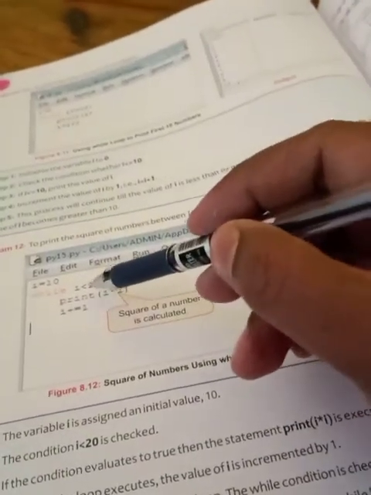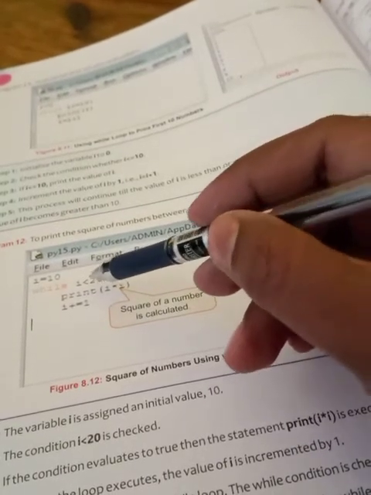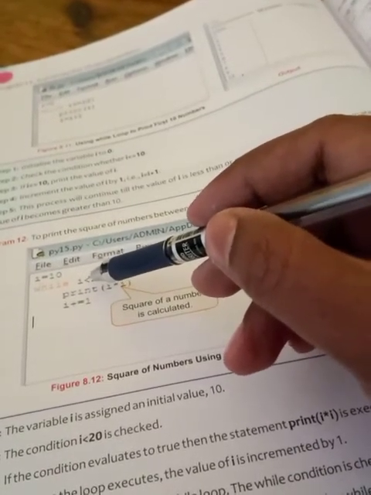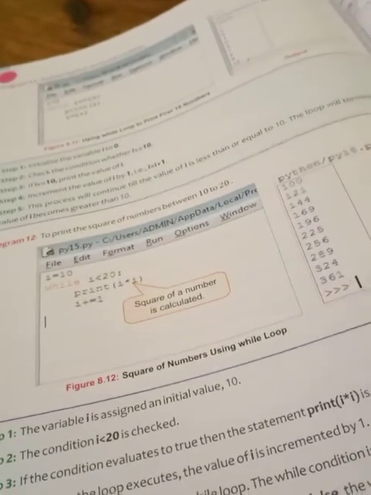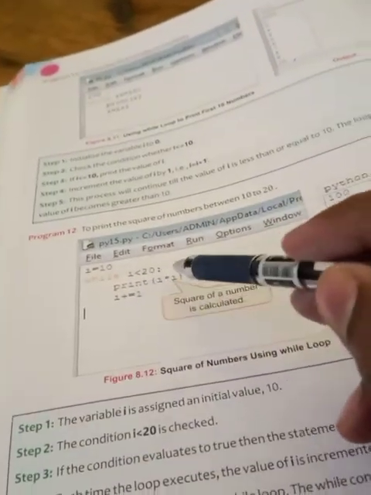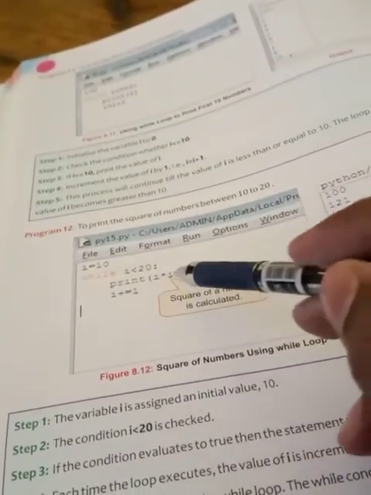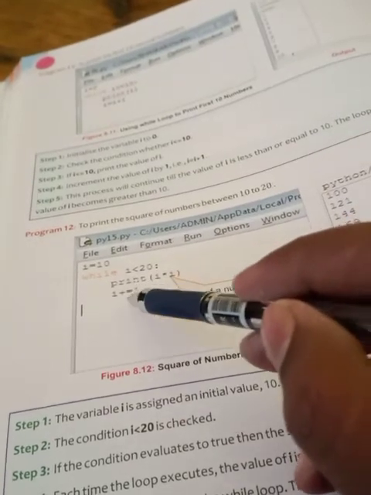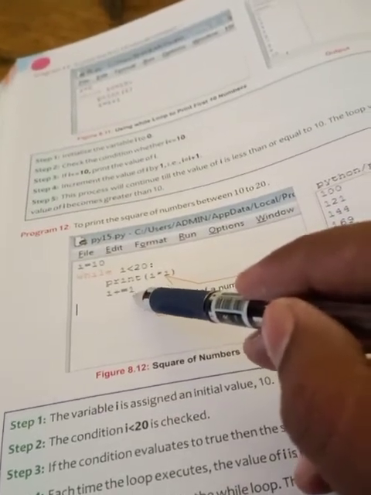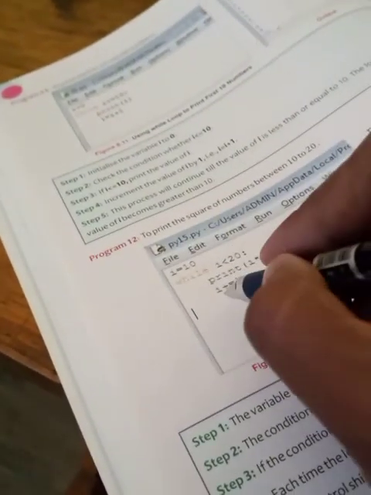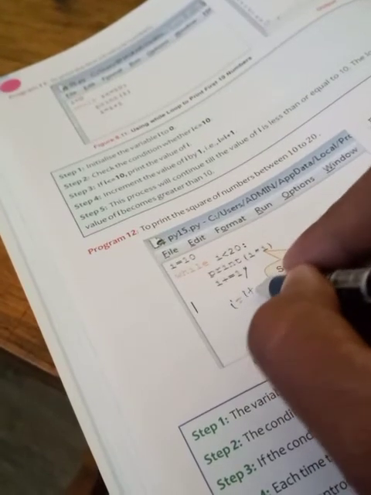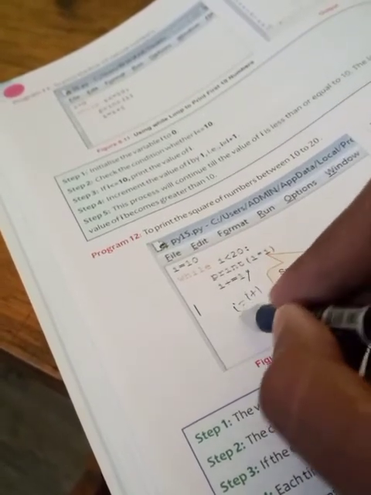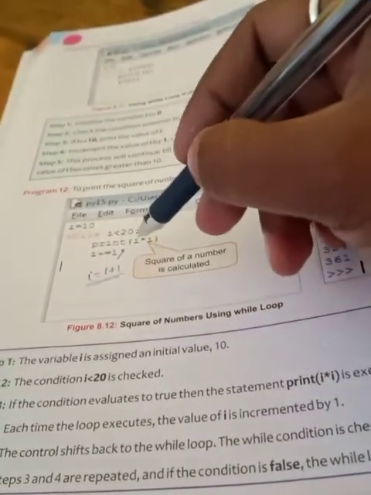It is given while I is less than 20. If I give I less or equal to 20, it can print up to 400. So here it is given I is less than 20, so print I into I. That means first is 10 into 10, next 11 into 11. The meaning of I plus equal to 1 is I equal to I plus 1, same meaning. That means I is going to increment by 1 every time. So then it is going to print like this.